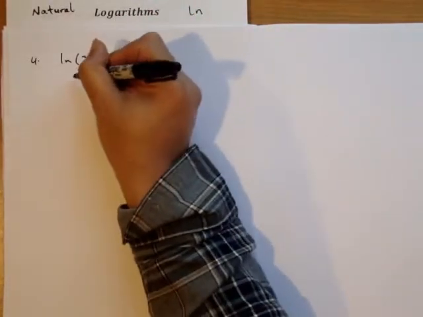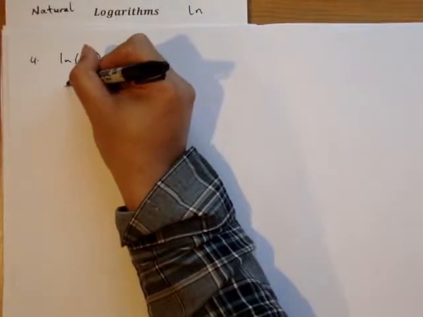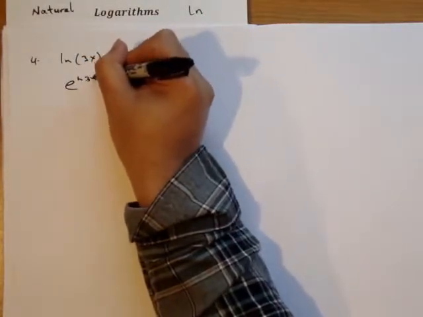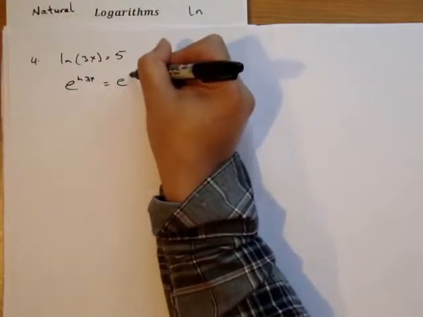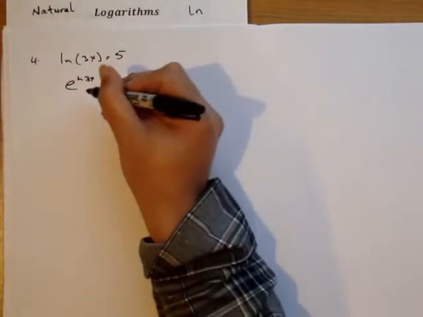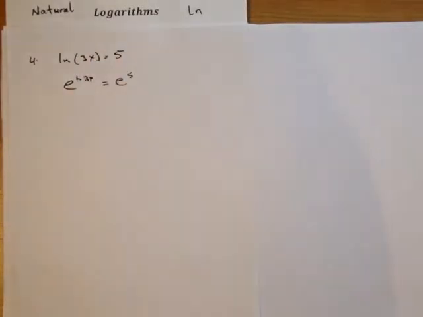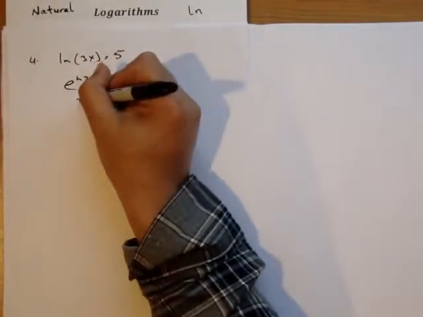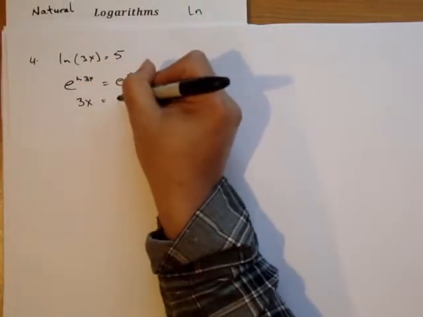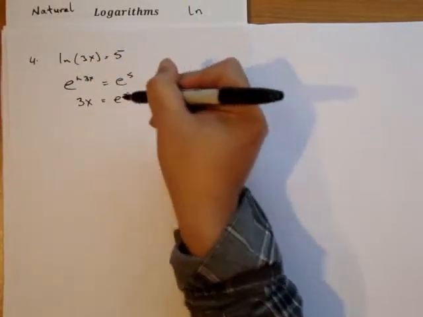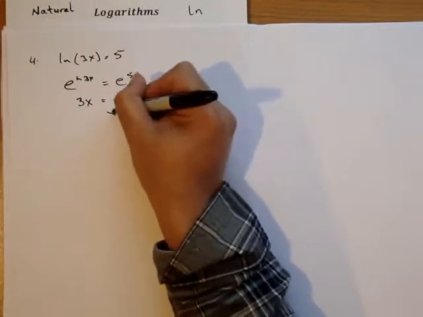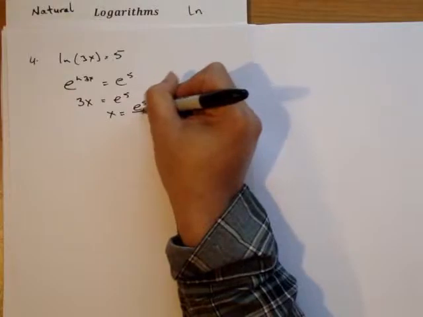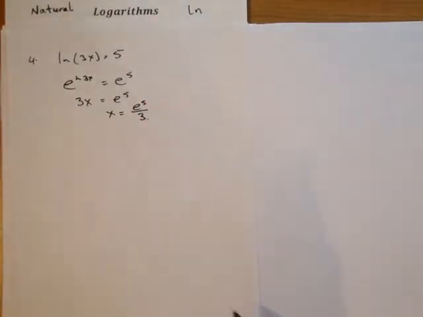The natural log of 3x equals 5. Exponentiate, so we take e on both sides, so e to the natural log of 3x equals e to the power 5. So therefore this e and this natural log cancel each other out, so we get 3x equals e to the power 5, x equals e to the power 5 over 3.